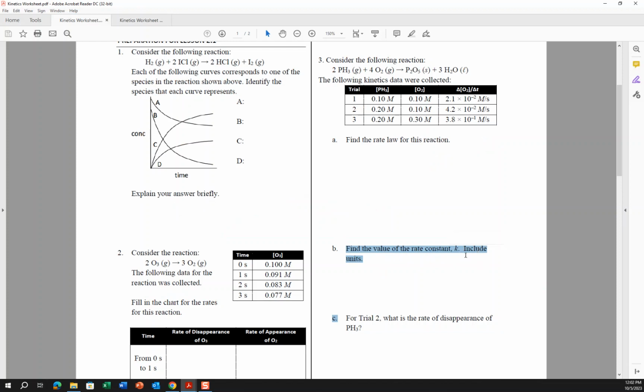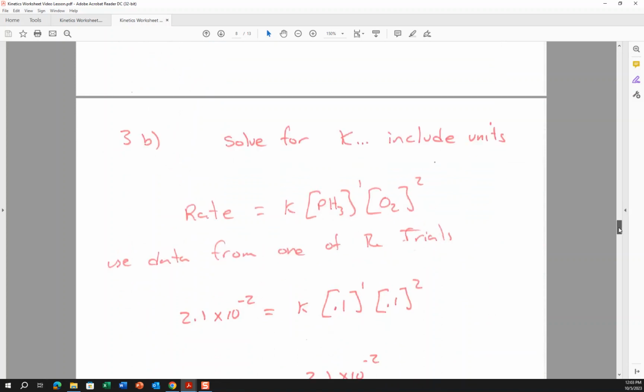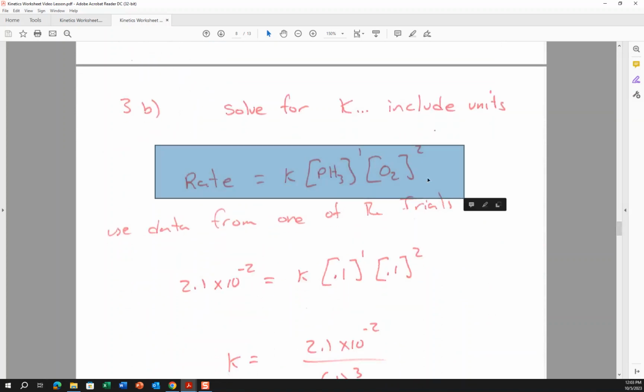Also include the units. Remember, for equilibrium, when we solve for the K value, the equilibrium constant, which is capital K, we don't usually report units for that. But for the rate constant, lowercase k, we will have to include the units. But there's a shortcut in figuring that out, all right? So the first thing to do to figure out the units of k is just take the rate equation that you just solved for, take data from one of the trials.